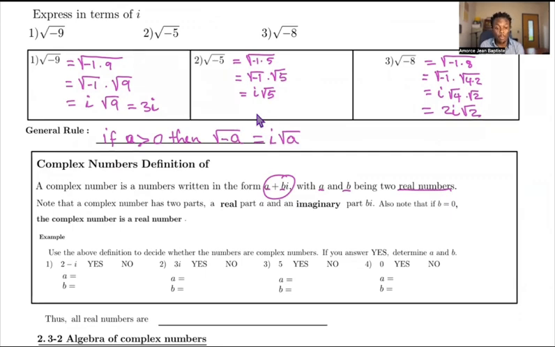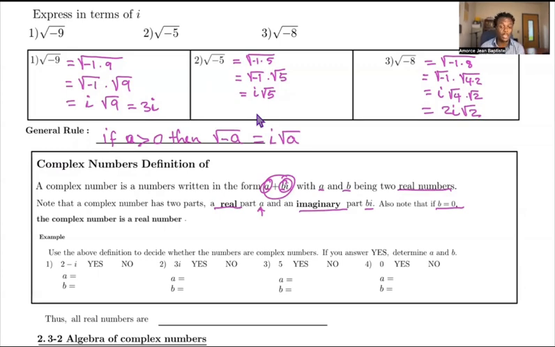Note that a complex number has two parts: a real part, that's the a value, and an imaginary part, that's the bi. Also note that if b equals 0, the complex number is automatically a real number, right? If b equals 0, you automatically have a complex number that is also a real number. That's it.